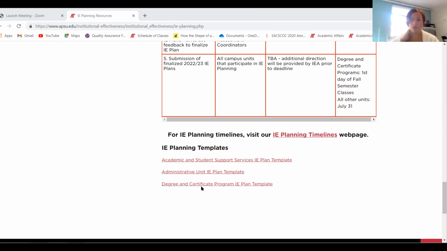Your 22-23 plan is due by February 21st of this year, of 2022. Through this new process, which basically involves downloading one of these Word templates, one of these 3 based on your unit type, filling it out, and emailing it to us at iea@apsu.edu, which is on the form as well. So we'll let you know what that is.